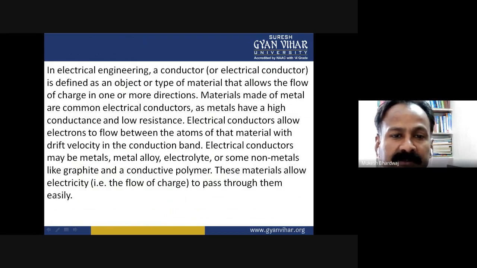Electrical conductors allow electrons to flow between the atoms of that material with drift velocity in the conduction band. Conductors may be metals, metal alloys, electrolytes, or some non-metals like graphite and conductive polymers. These materials allow electricity to pass through them easily.